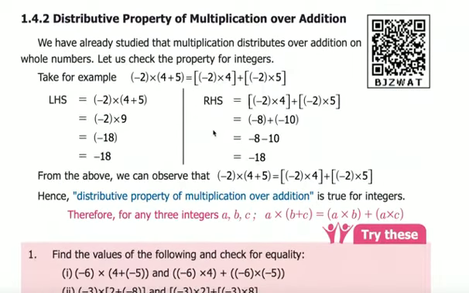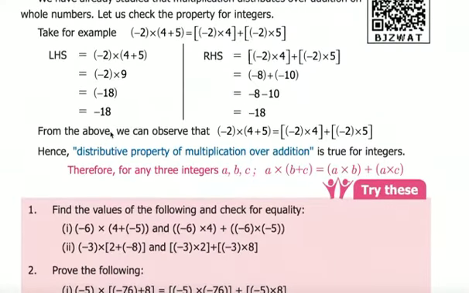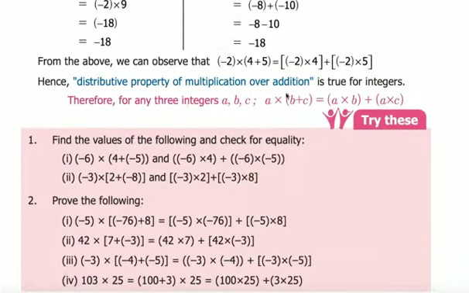Distributive property of multiplication over addition. We have already studied that multiplication distributes over addition on whole numbers. Let us check this property for integers. The same holds good for integers also. Okay, no problem. From the above we can observe that this is the same as this, minus 2 into 4 plus minus 2 into 5. Hence the distributive property of multiplication over addition is true for integers. Therefore for any three integers a, b, c, a into b plus c equals a into b plus a into c.